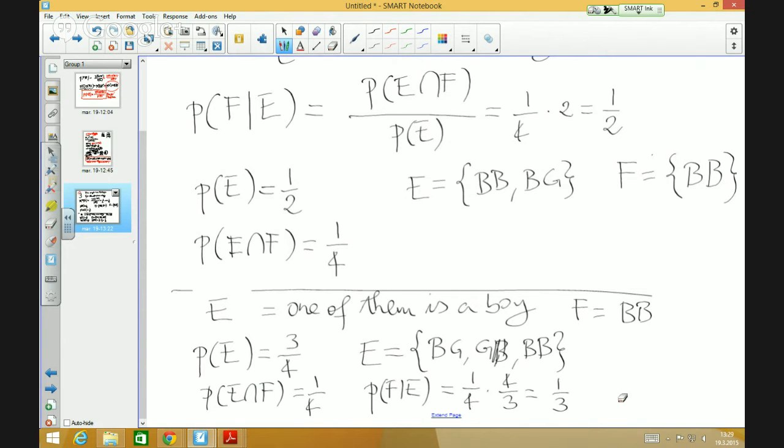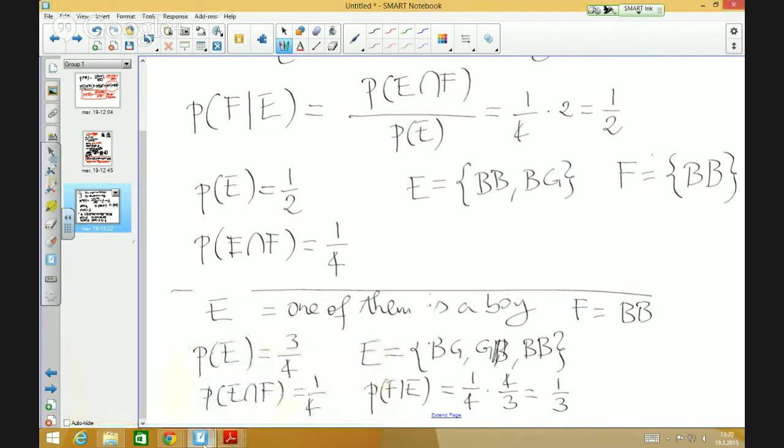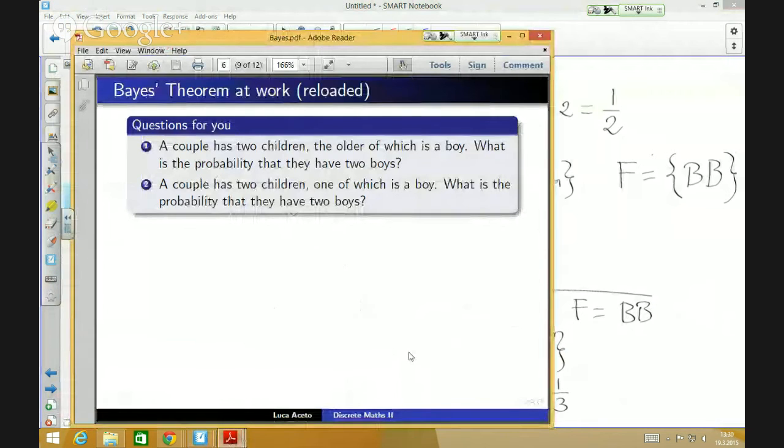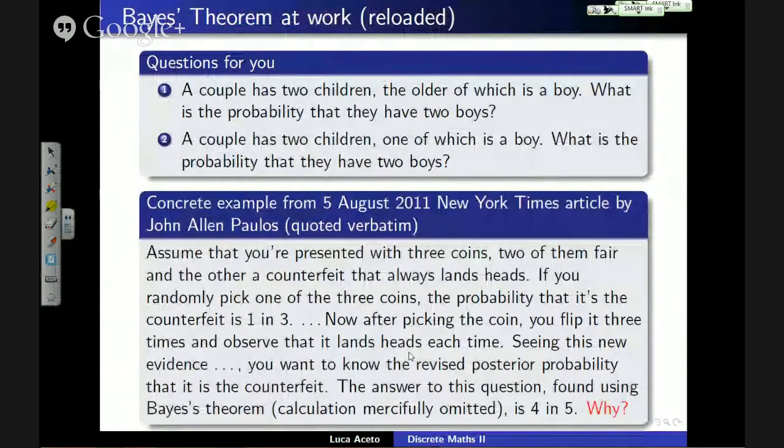Now let's look at an exercise where we are going to use Bayes' theorem. And this comes from a New York Times article by John Allen Paulos, who's a very, very good writer. He's a mathematician who specializes in explaining mathematics to the masses, to the point that he even has a column, or had a column, I don't know whether he still has it, in the New York Times. And in one of these columns, he was, of course, talking about Bayes' theorem.